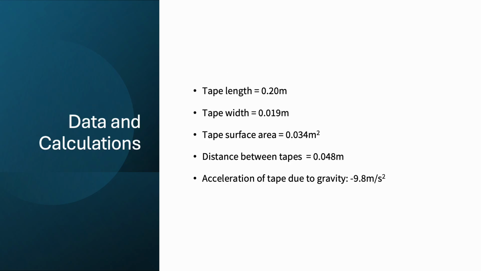For some initial measurements, the length of each tape was 0.2 meters, the width of the tape was 0.019 meters, the surface area was 0.034 meters squared, the distance between the two tapes was 0.048 meters, and acceleration of the tape due to gravity is negative 9.8 meters per second squared.